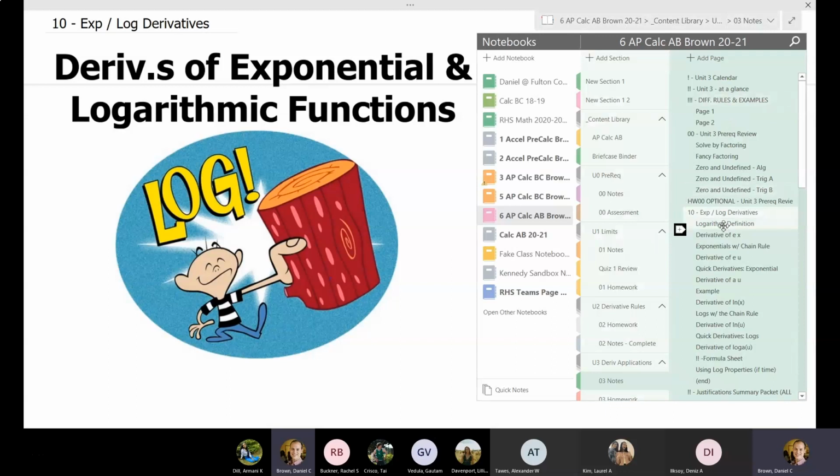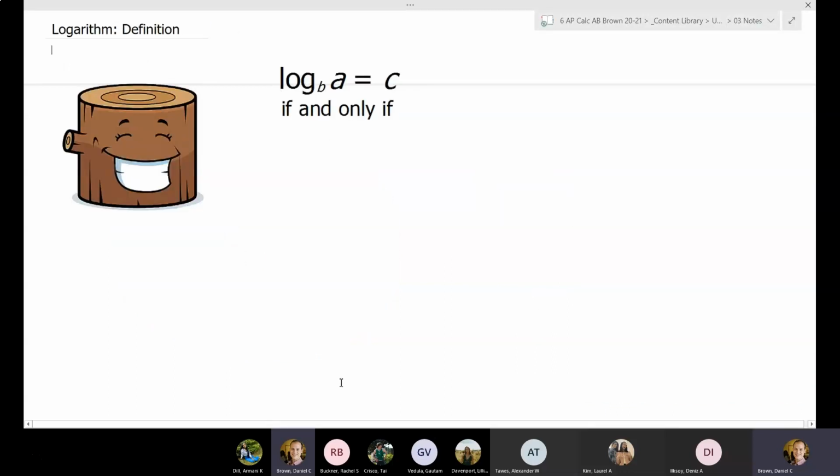So let's review logarithms, because I know, unfortunately, that some people have not remembered what a log is and how we deal with it. If I say log base b of a is equal to c, we know that b is the base of that logarithm, and we can rewrite that as an exponential. The base is still b, but b to the c is equal to a.